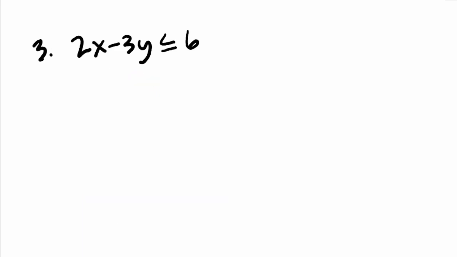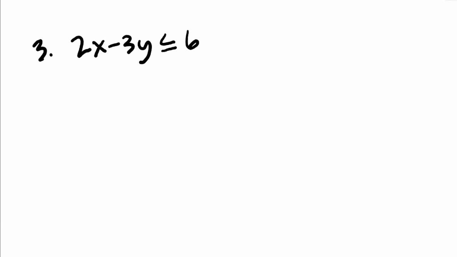The next one's 2x minus 3y is less than or equal to 6. And if this was a line and we were trying to graph the line, I'd just say find the x and y intercepts, plot those, connect them, and you've got a line. But for this one, especially with that negative 3 attached to the y, it's going to affect the direction of the inequality. So I think I'm going to just solve for y.